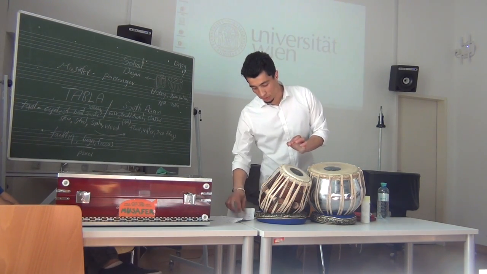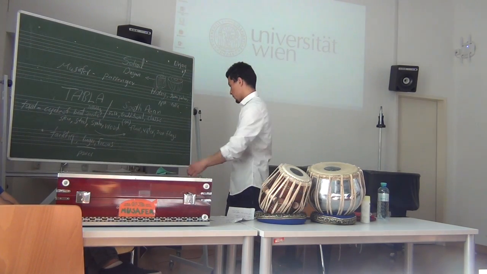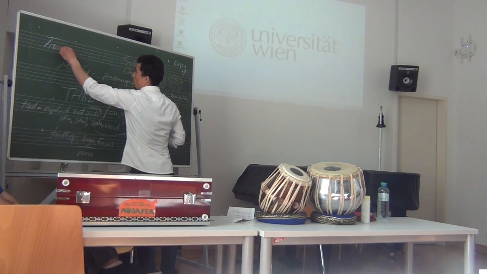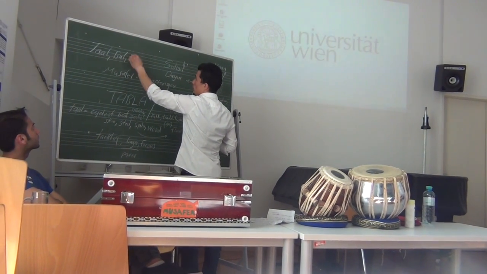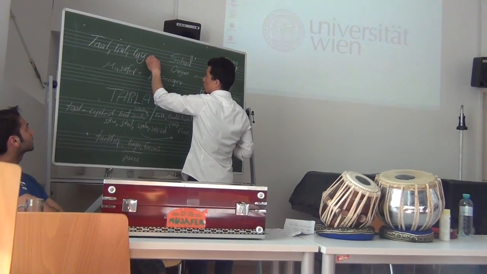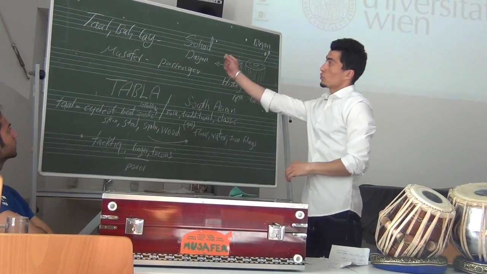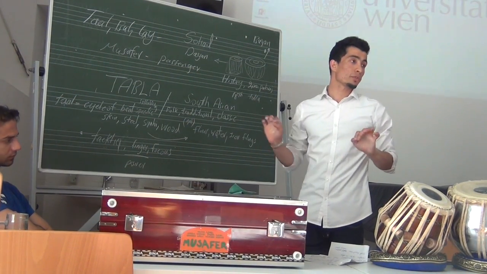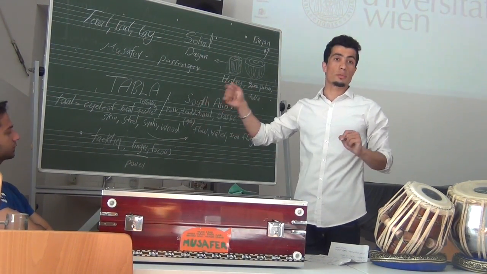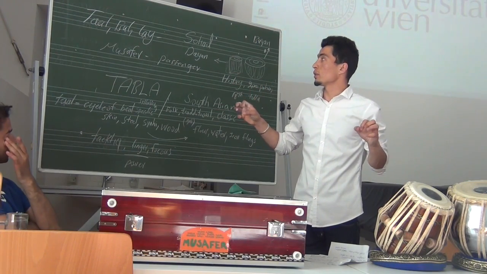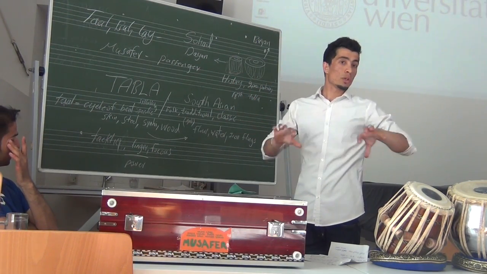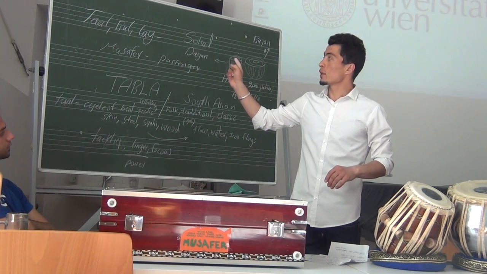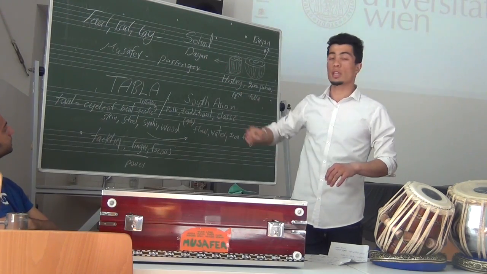Bowl. So we have tal, bowl and lay. Tal, bowl and lay. 3 important elements or factors of the tabla that you follow always. Fundamentally, the way that you play or what you play are dependent on these 3 things. Whatever you play, you're inside these 3.